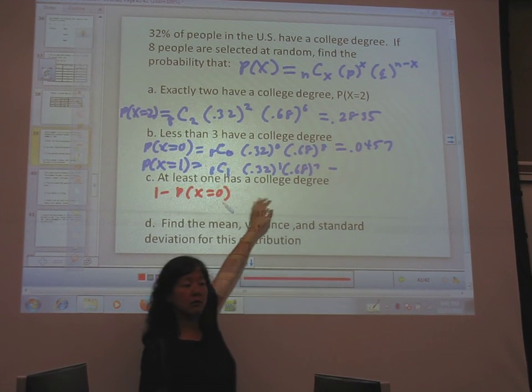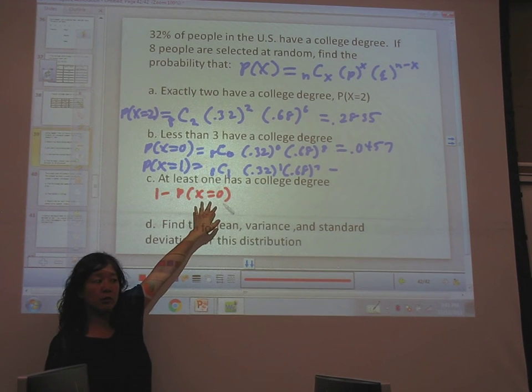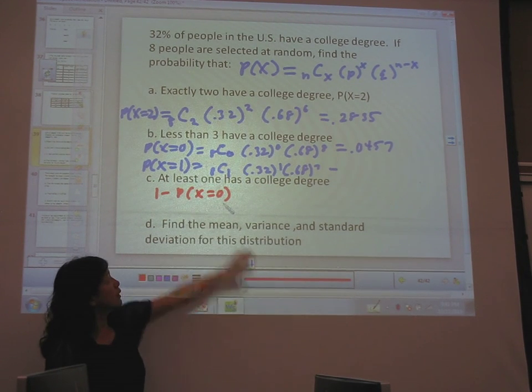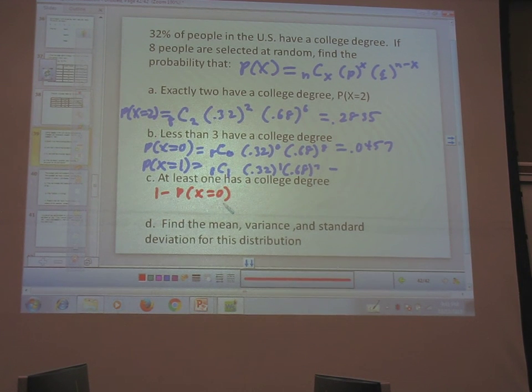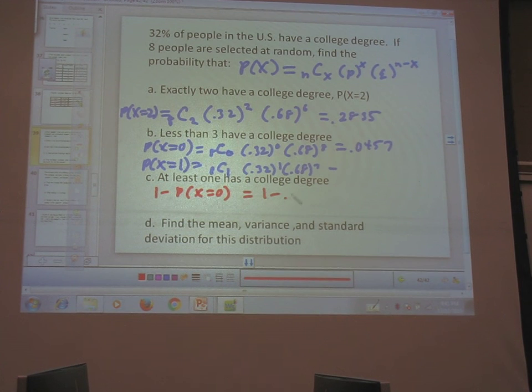0.0457. Do you guys remember that part? Okay, so 1 minus 0.0457, right? Because we grabbed this and put it in there. 0.9543.